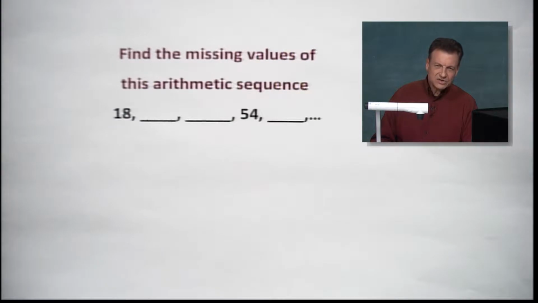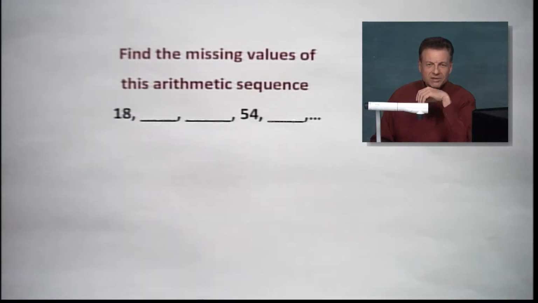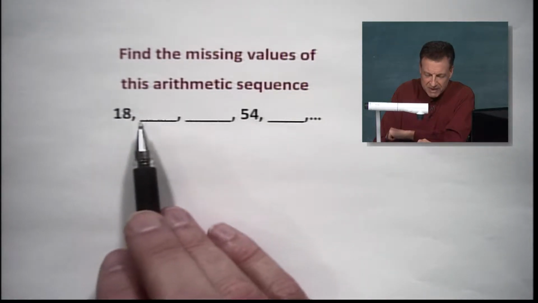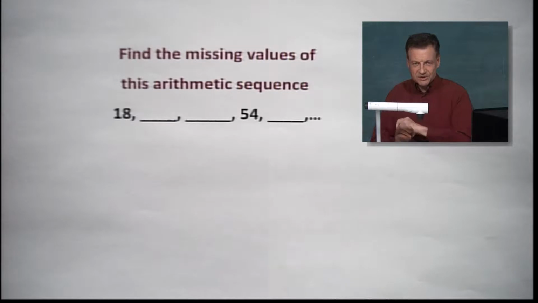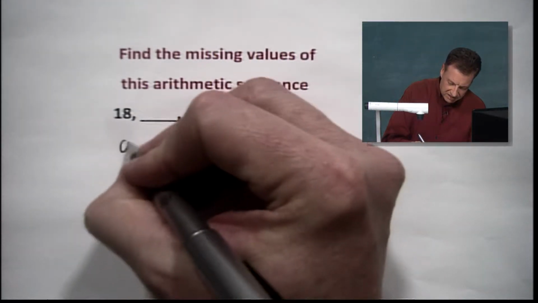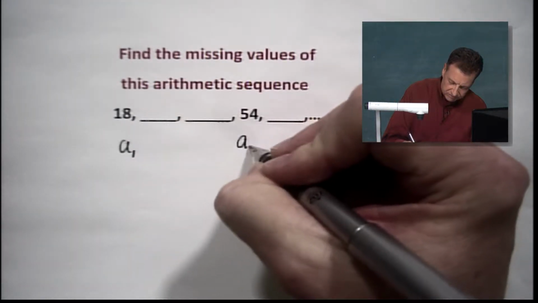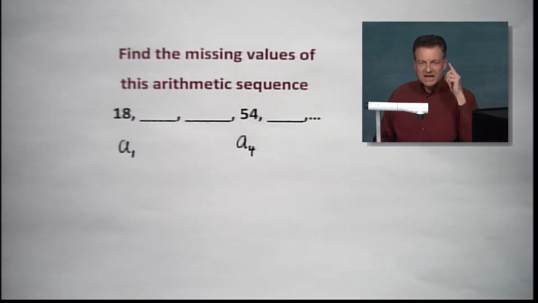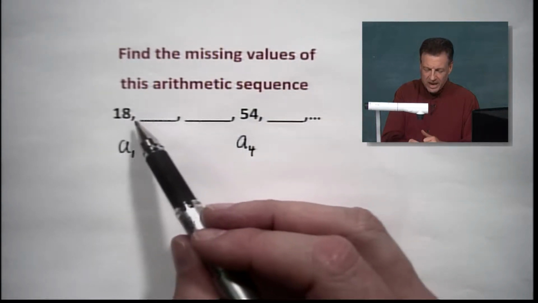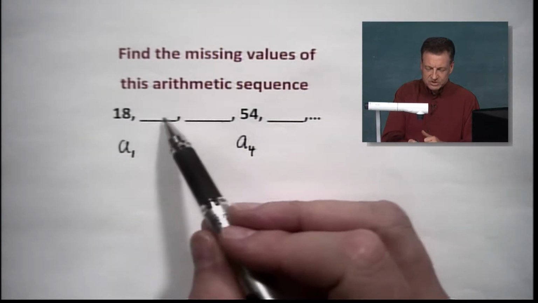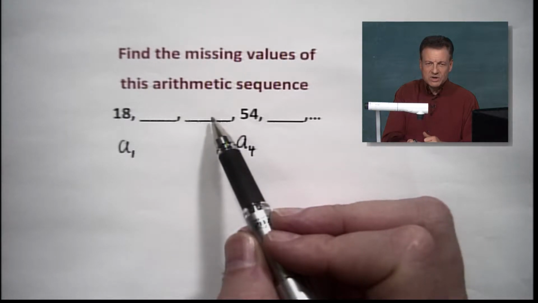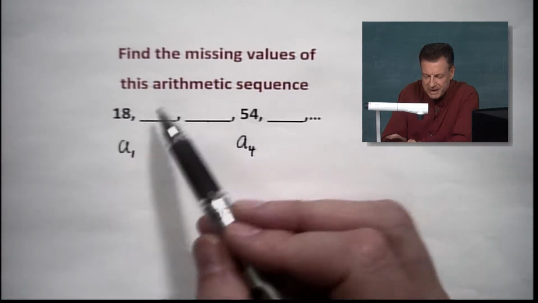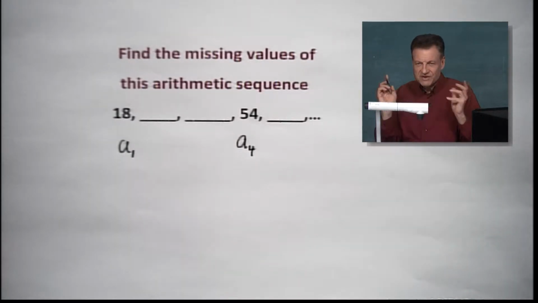How are we going to do that? When looking at this, being arithmetic means there needs to be a common difference. So I'm going to call this our A1 and this our A4. What we need to figure out is what's going on between there. We have 2 blocks between here, so 2 numbers we are looking for. But we're going to be finding 3 spaces to find the differences.